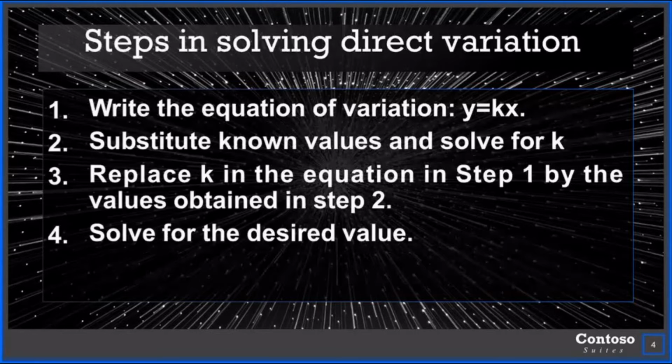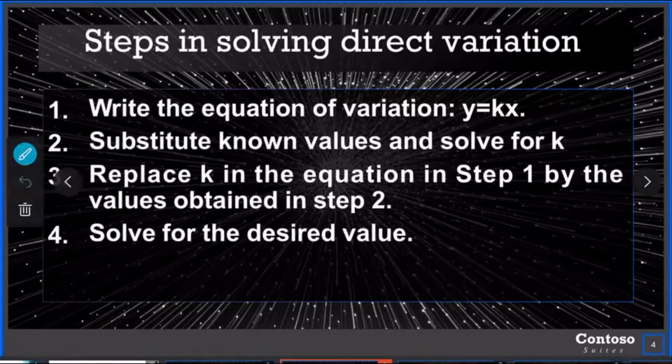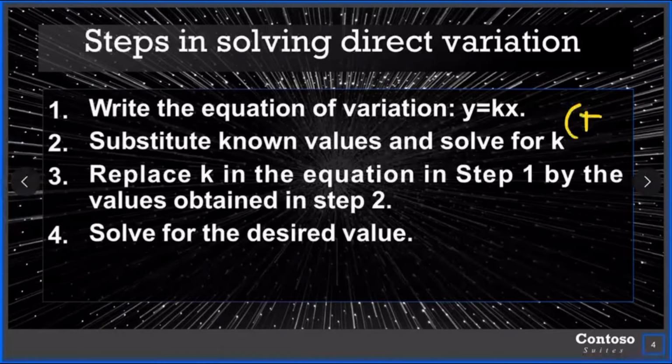In direct variation, we have four steps in solving. Number one, write the equation of variation in terms of y is equivalent to kx. Number two, substitute known values and solve for k. So in step number two, it is just about finding the value of k, or the constant of variation.